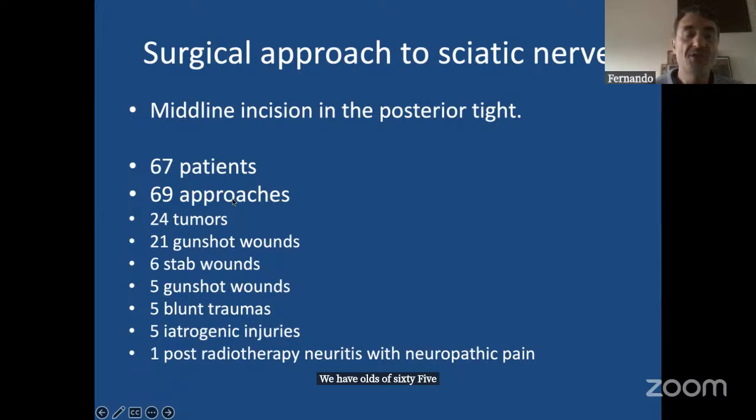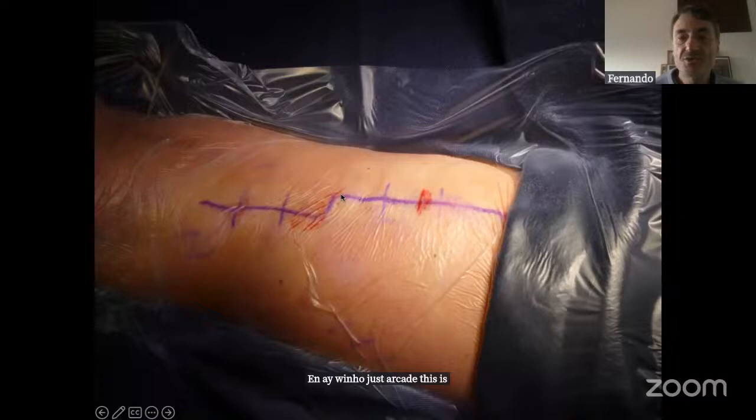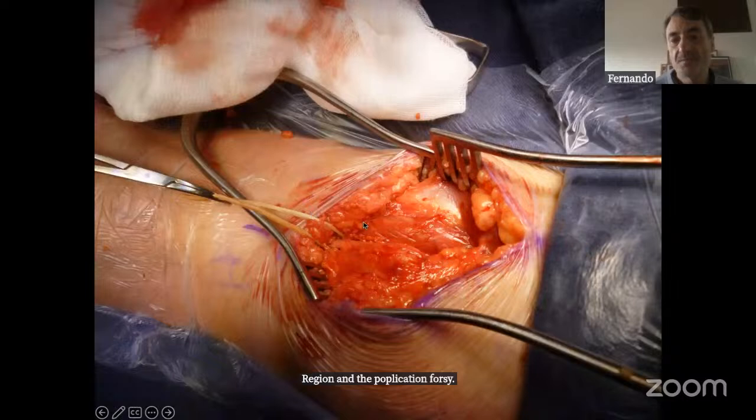In the posterior thigh region, we also have 65 patients and we performed 69 approaches, because in some patients we made a combination of approaches. And look at the pathology that we have here, more tumors and more gunshot wounds. I will show you just a case. This is the midline incision in the posterior thigh region. It was a gunshot wound affecting the posterior thigh region and the popliteal fossa branches.